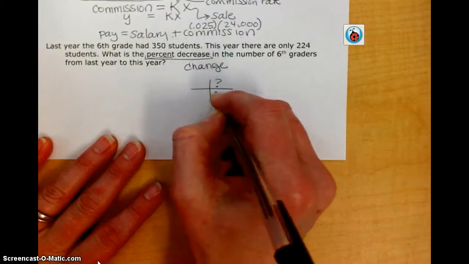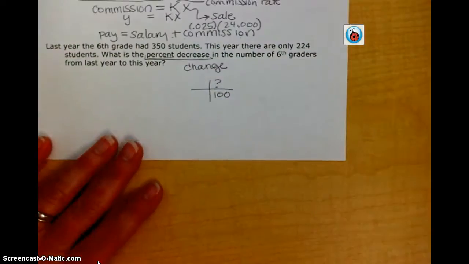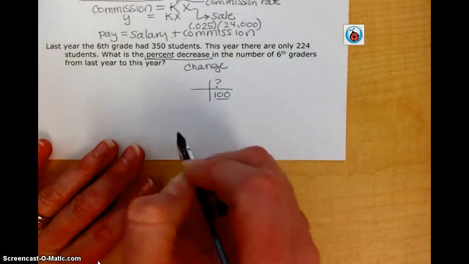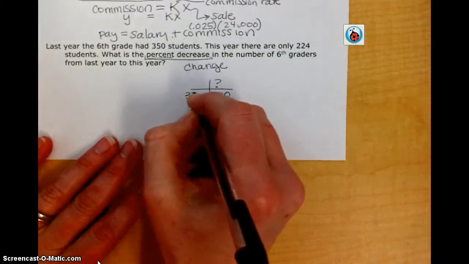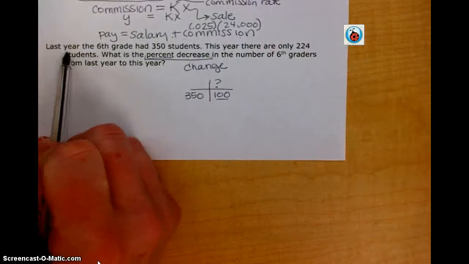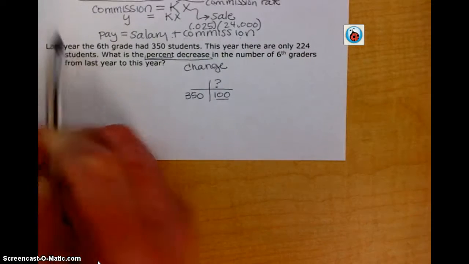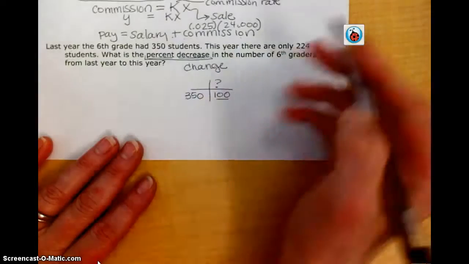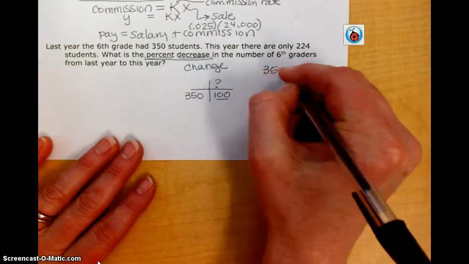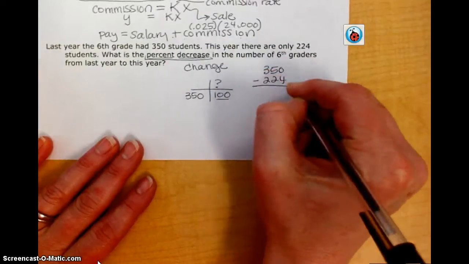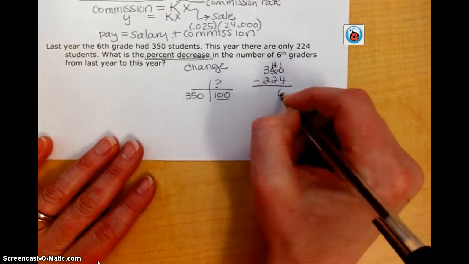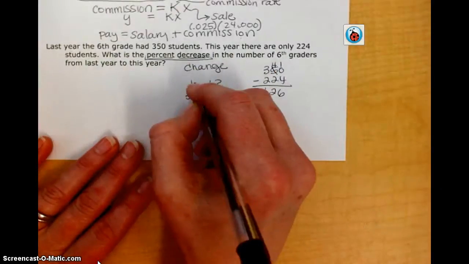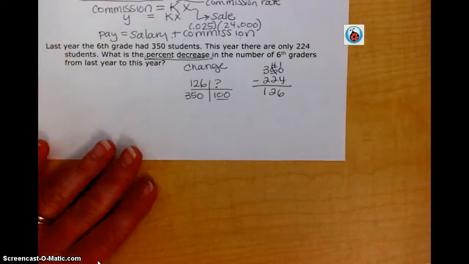So we're looking for something over 100, because percent is always out of 100. The original amount, or the 100%, is your 350 students that we had last year, your original amount. We decreased or changed, so that's 350 minus 224. And we changed or decreased by 126 people.